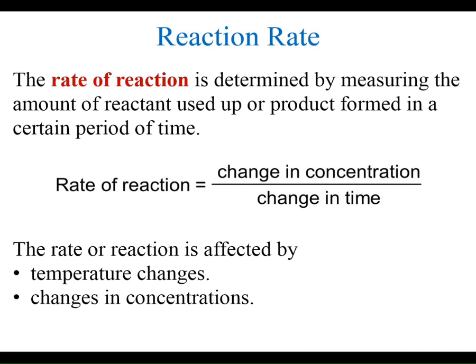So more collisions, and every time they collide is opportunity for them to collide the right way with enough energy and everything like that. The third thing we can do is add what's called a catalyst. Okay, so let's just talk about each of these real briefly. I already gave you the broad strokes, but first thing, temperature change.